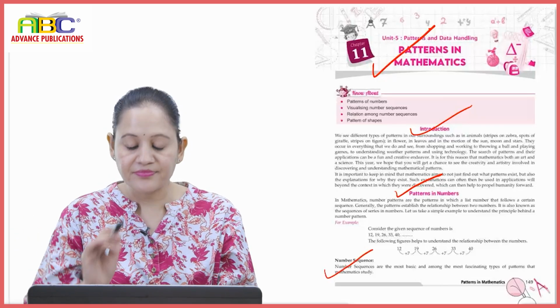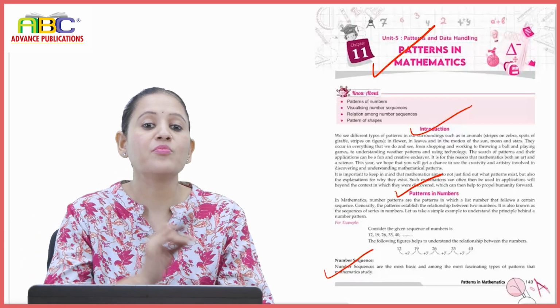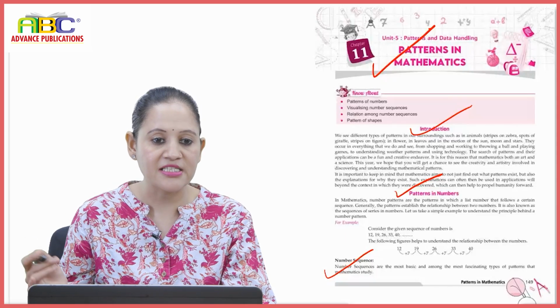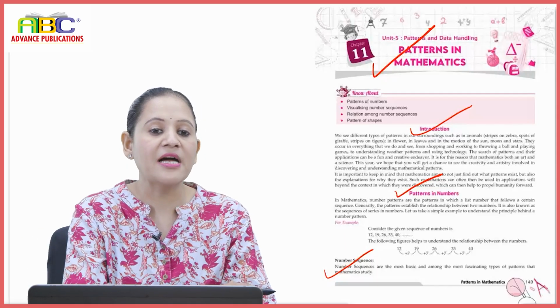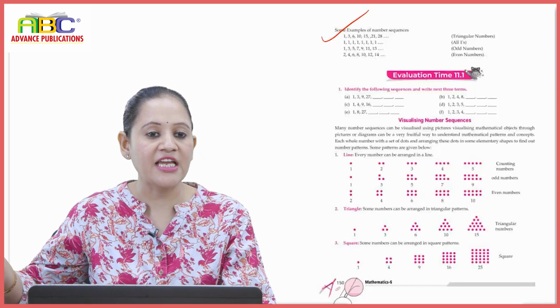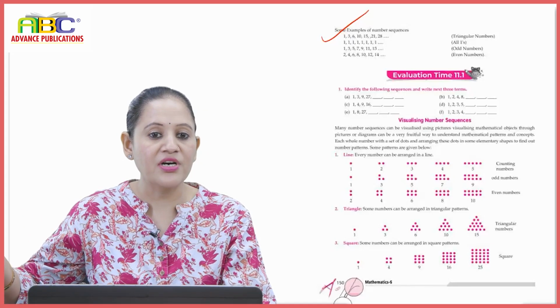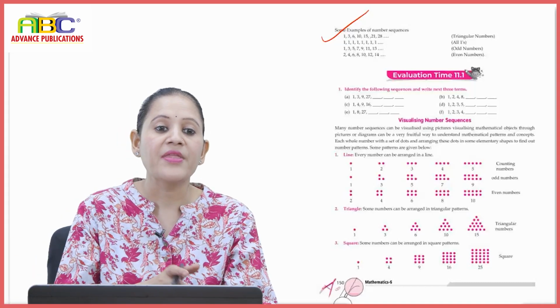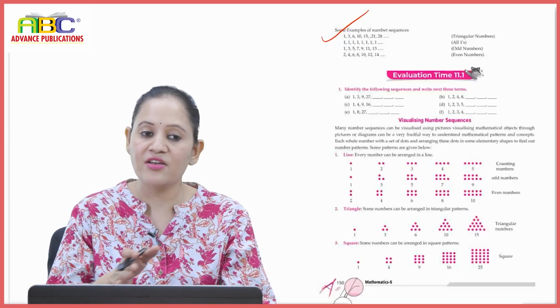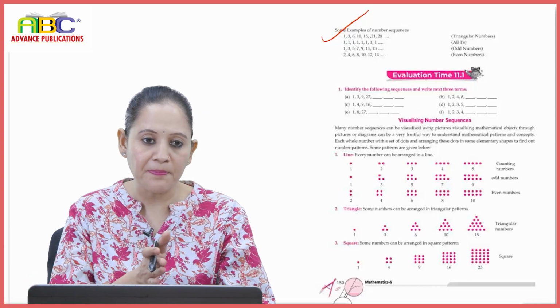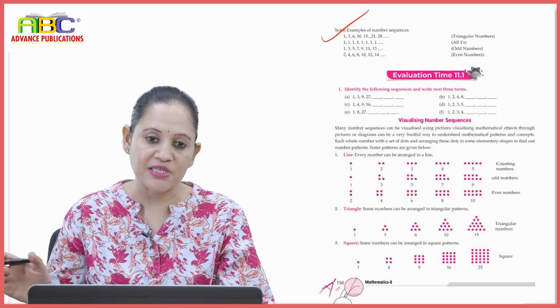Number sequences are the most basic and among the most fascinating types of patterns that mathematics studies. Some examples of number sequences: 1, 3, 6, 10, 15, 21, 28 triangular numbers हैं, 1, 1, 1, all ones, 1, 3, 5, 7, 9, 11 odd numbers, 2, 4, 6, 8 even numbers. So एक pattern follow हो रहा है, एक sequence में चल रहे हैं.